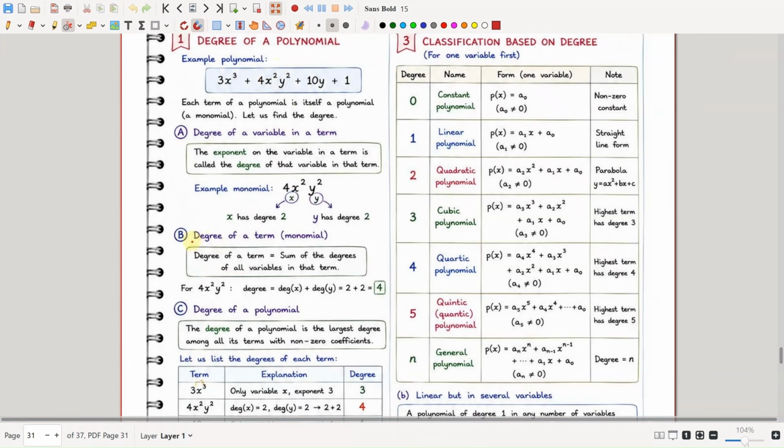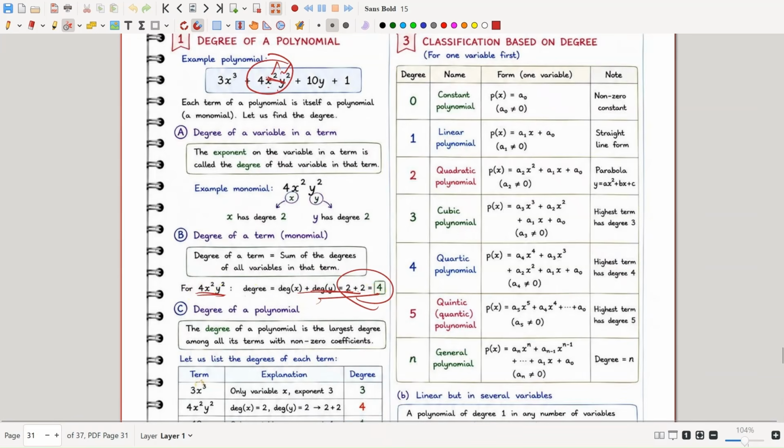Now I'm going to find the degree of the whole term 4x square y square. It will be the sum of all the degrees of the variables in that term. For x the degree is 2, for y the degree is 2, so I add these two: 2 plus 2 is equal to 4. So the degree of this term will be 4. Now I'm going to find the degree of the polynomial.